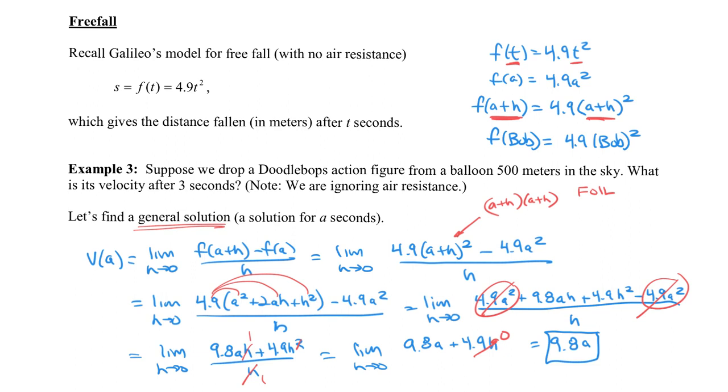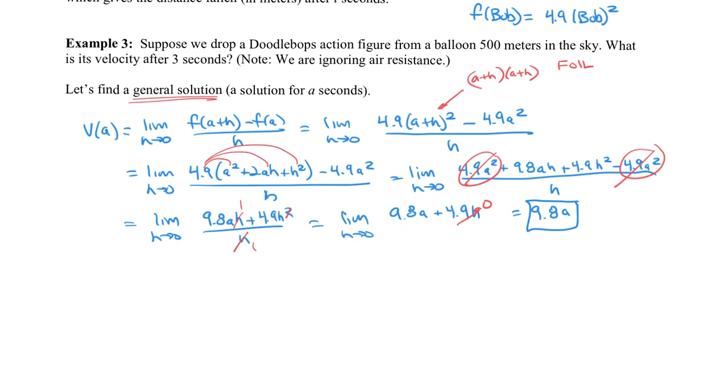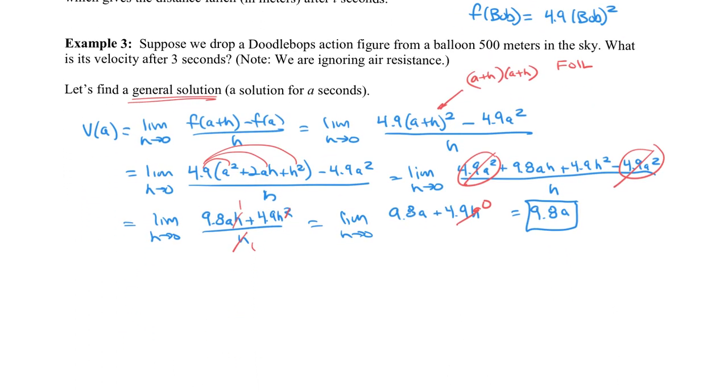So now if we want to know what is the velocity after 3 seconds, we can just plug 3 in, right? So the velocity after 3 seconds is 9.8 times 3, which gives us 29.4. And looking at the units we're using, it would be meters per second.